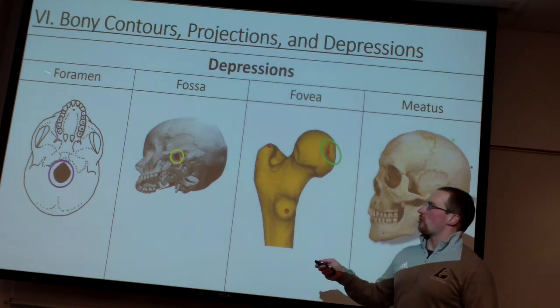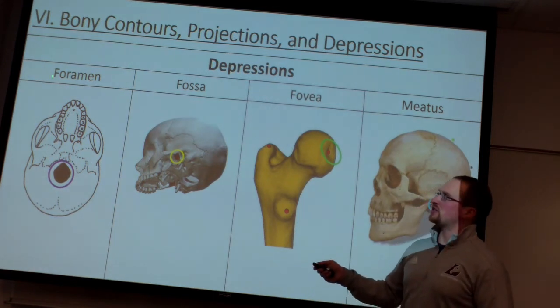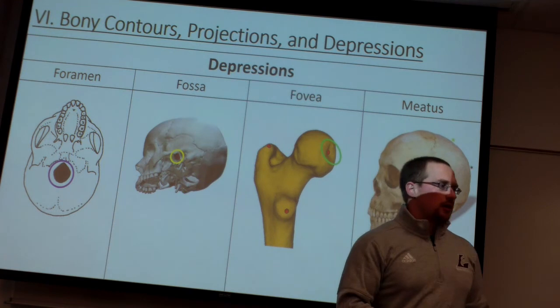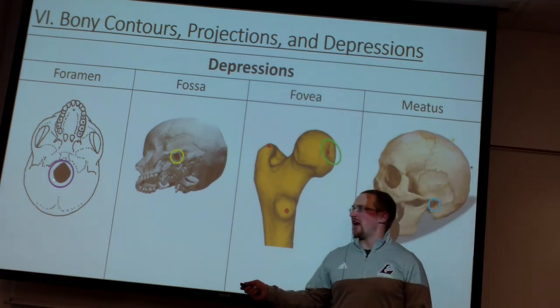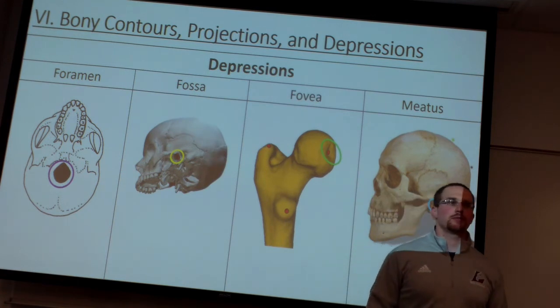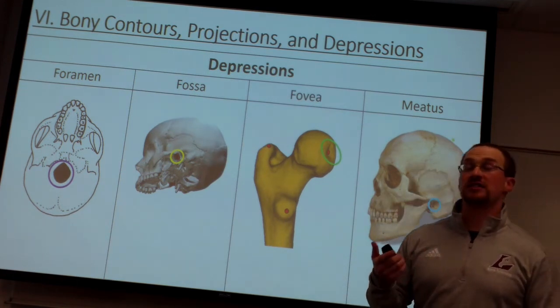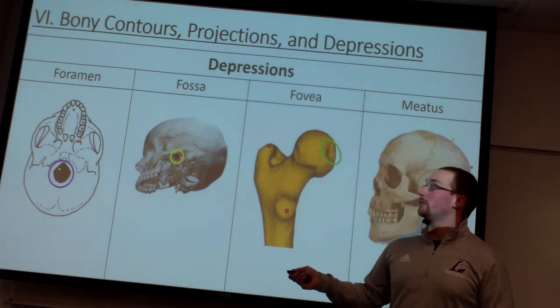So start with your foramen. Foramen means hole. Here's a hole in the bottom of our skull, which happens to be where the spinal cord travels through. But foramen, wherever you see that, we're thinking hole.